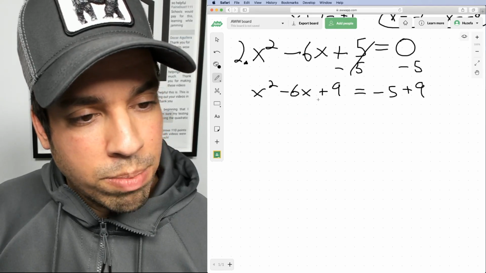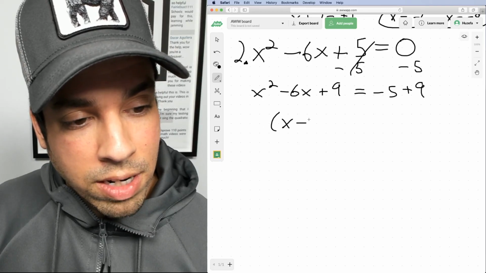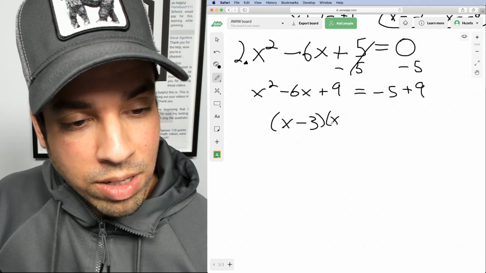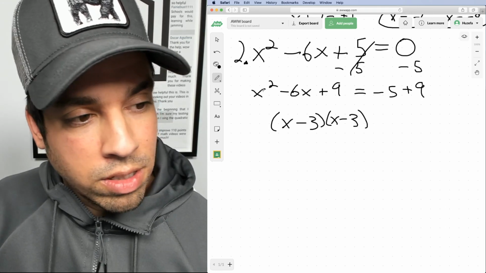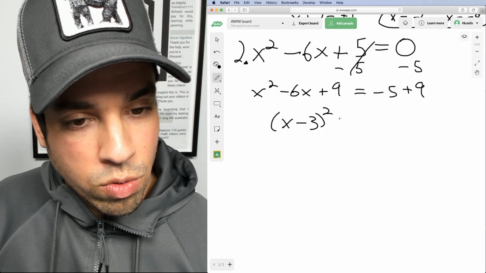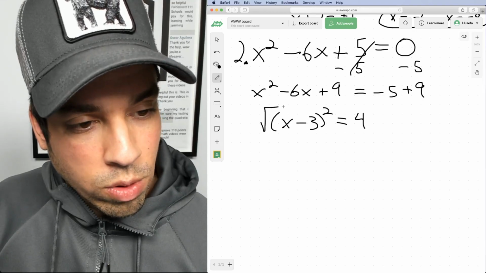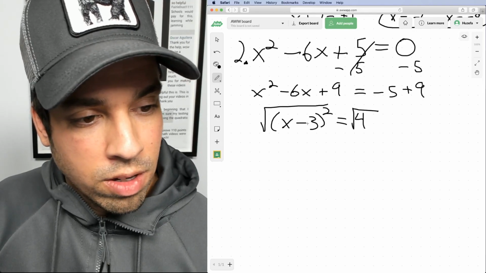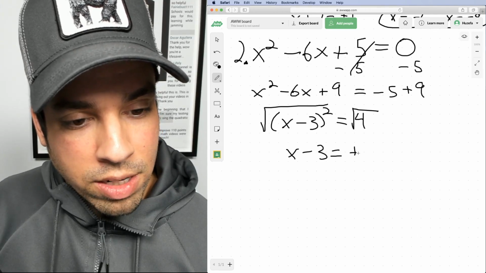Now have I created a perfect square binomial? I have, and I can factor this as x minus 3 times x minus 3. But since it's itself times itself, can't I just write this as x minus 3 squared, equals negative 5 plus 9, which is 4. Now I take the square root of both sides. The square root of this is simply x minus 3. The square root of that is plus or minus 2.